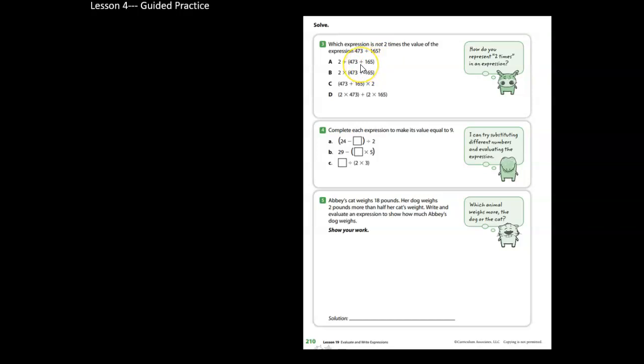Sometimes those numbers and equations are really hard to see. If you need to get my math book, you can always do that. And then it says complete the expression to make its value equal to 9. I can substitute different numbers and evaluate the expressions. So I could start with 1. 24 minus 1 is 23 divided by 2. That is not going to equal 9. So just different ways that you can try that.